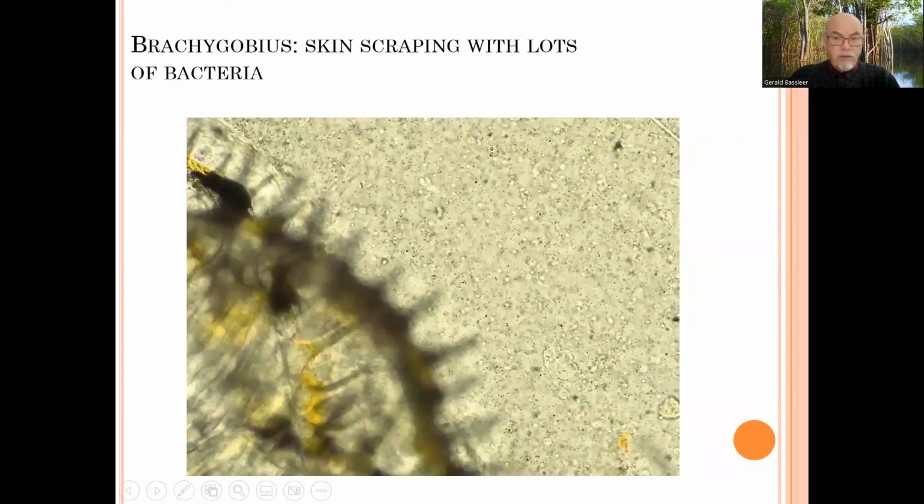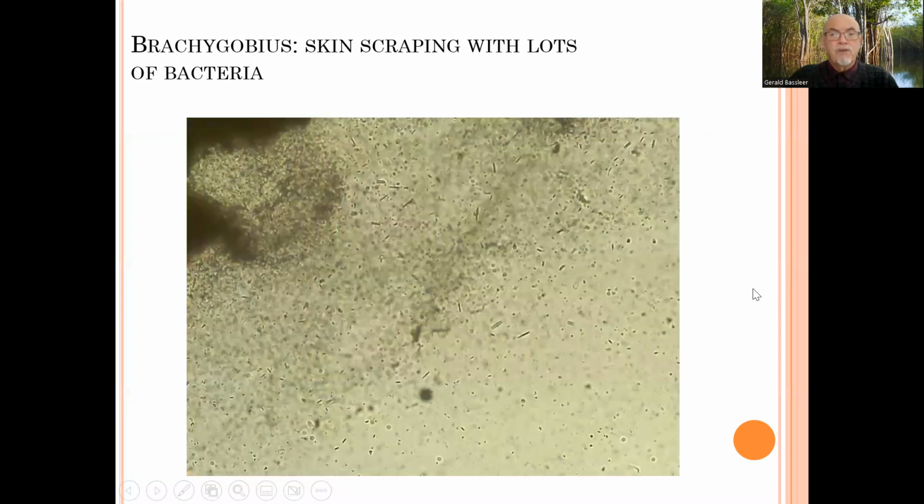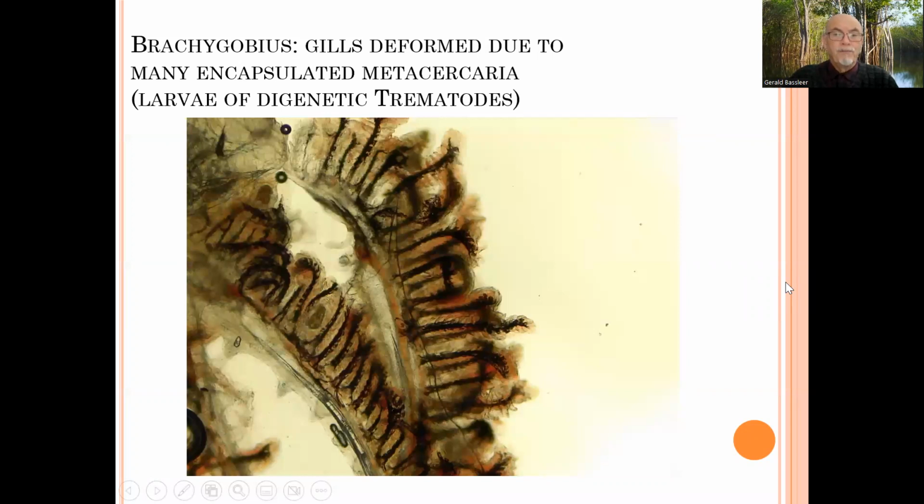And we took some skin scraping of that fish, and we found lots of bacteria. Here you see it in the fluid, spotted and stolobacteria. Here we see it on another part of the scraping. Here you see the big colonies of bacteria which were collected. We see some of the stacks here. So that's a lot of bacterial load on the skin.